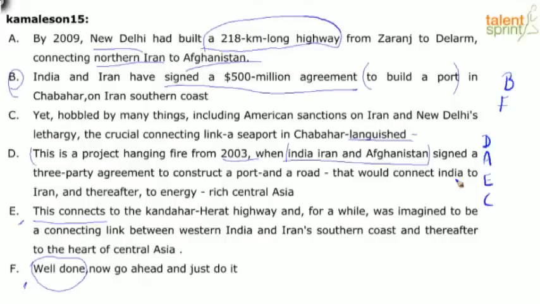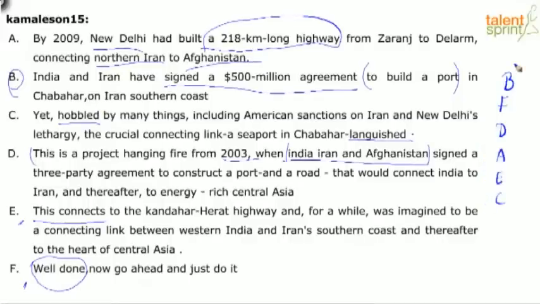Yet, hobbled by many things, including American sanctions. Hobbled means some sort of obstacles in the way. So yet hobbled by many things, and one of the obstacles was American sanctions on Iran, New Delhi's lethargy. So they're giving reasons. The crucial connecting link, which is a seaport in Chabahar, languished, did not complete, right, was neglected. So I'm going to go with BF, BAEC.